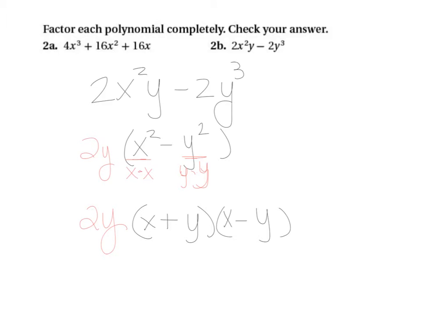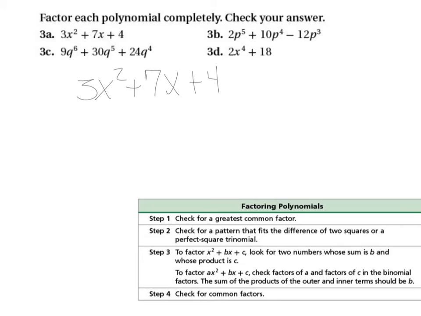Okay, so step 1 was to find the GCF, so I put that in pink, the 2y, and I was left with x squared minus y squared. So then I was checking step 2, which is difference of two squares or perfect square trinomial, and we did have a difference of two squares. So I wrote out my two groups with a plus sign and a minus sign, and I put my first term and last term, x and y, and I remembered to put my GCF in front. That is our final answer.